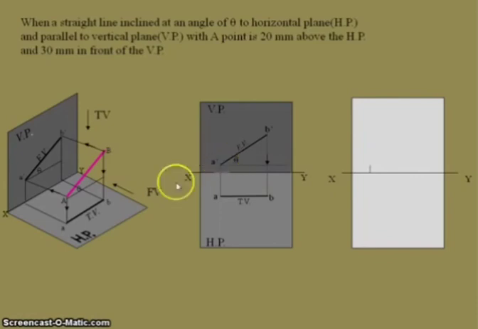Above the horizontal plane means this distance, small a to capital A. So above the reference line we get the A point with 20 mm distance. The next condition is 30 mm in front of the vertical plane, which means below the XY reference line we get the A point. That means for A point we are drawing the front view and top view here. This is the front view for A point above the XY reference line, and the top view for A point below the XY reference line.